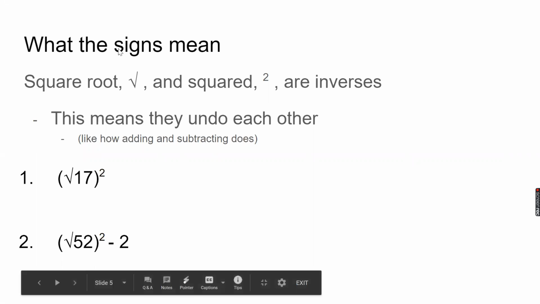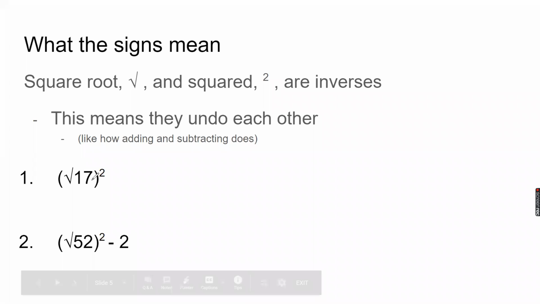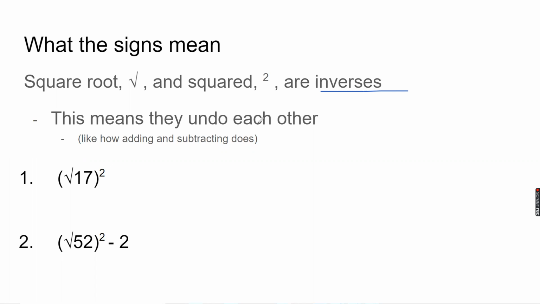So if I'm looking at these two problems here, I've got the square root of 17 squared. Like I said before, they're inverses of each other, which means that they undo each other. And so my answer for this is just 17, because those cancel each other out.